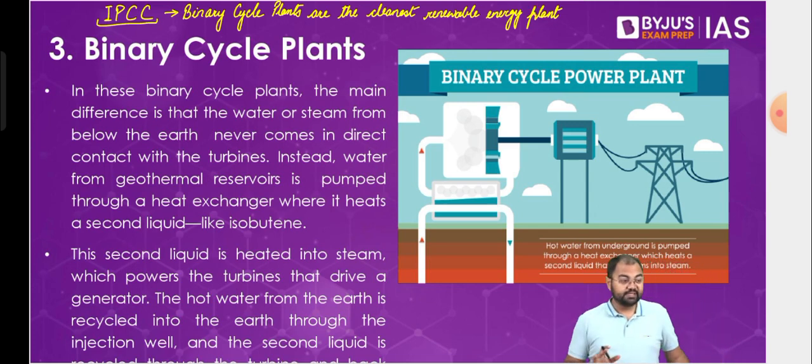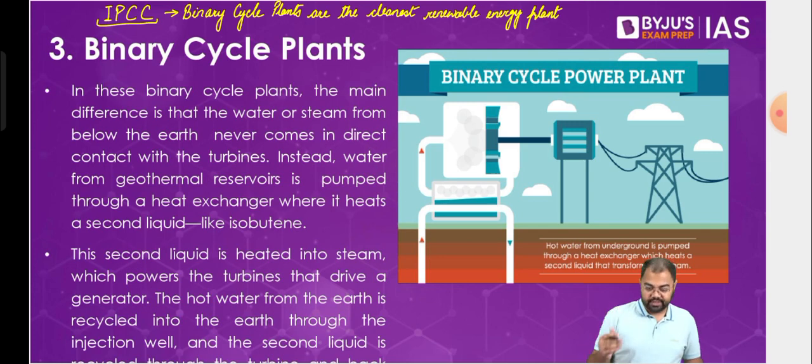Now, in binary cycle plants, just understand that you have two different liquids running simultaneously. One is the steam that is coming from inside, and this comes in contact with another liquid. This liquid will be largely an organic liquid.